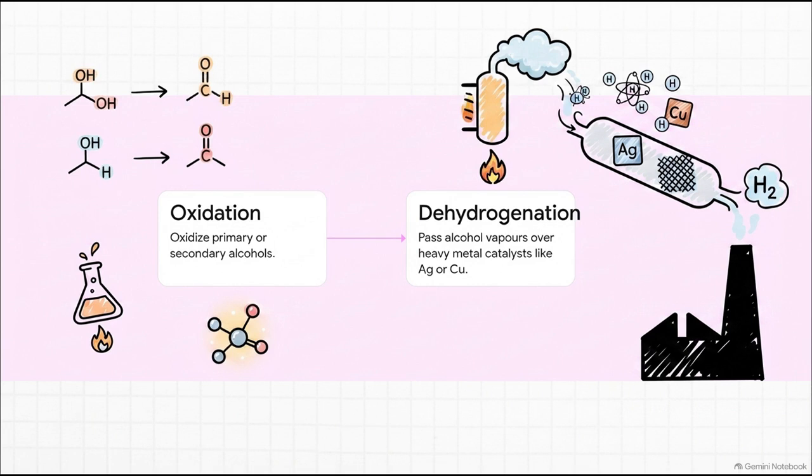Another really fantastic industrial method is dehydrogenation. If you pass volatile alcohol vapors over a heavy metal catalyst, like silver or copper, it actually strips away hydrogen gas, converting primary and secondary alcohols directly into our target aldehydes and ketones. Just to put that into perspective, this exact dehydrogenation process is how the industry churns out millions of tons of formaldehyde for manufacturing every single year.